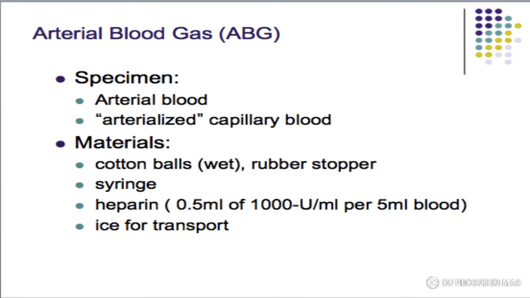So this is blood extracted from the artery, or arterial. We have the arterialized capillary blood. The materials needed will be cotton balls, rubber syringe, sodium heparin, or what we call heparin, to prevent coagulation, an anticoagulant, and ice for transport.